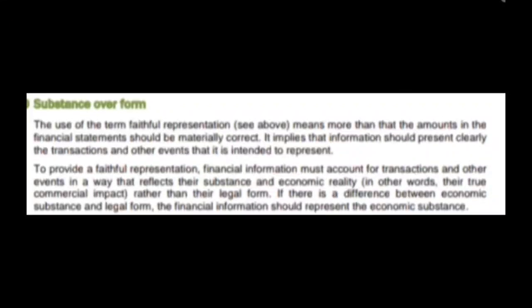So the person who has the ownership is different from the one who has taken it for 75% of its life. There is a legal form, that the person holds and owns the asset, and there is a substance form, that we have recorded it in our books. So this creates a difference between substance and legal form. Therefore, accounting says to record it in its substance form, that it belongs to you, that you are using more than 75% of its life.